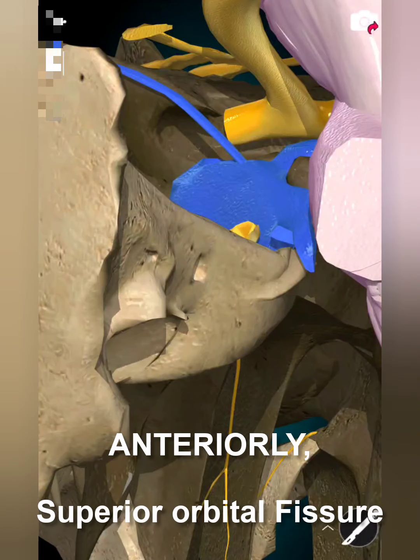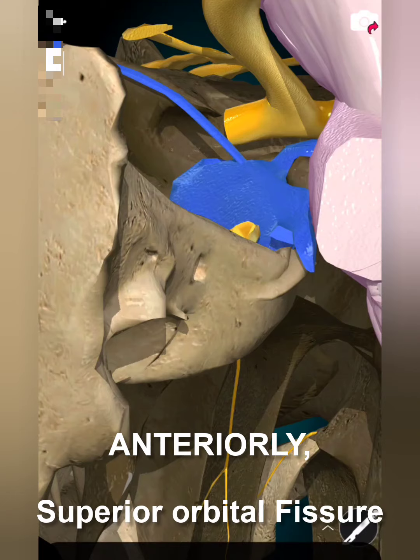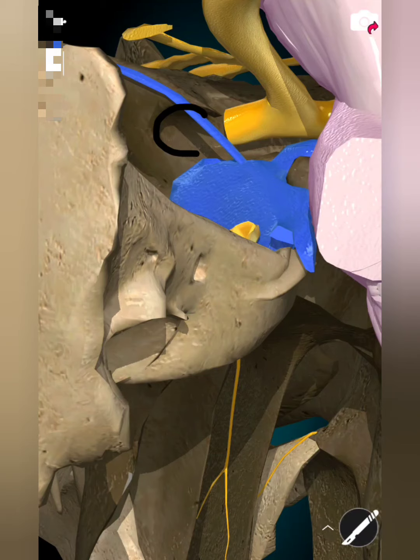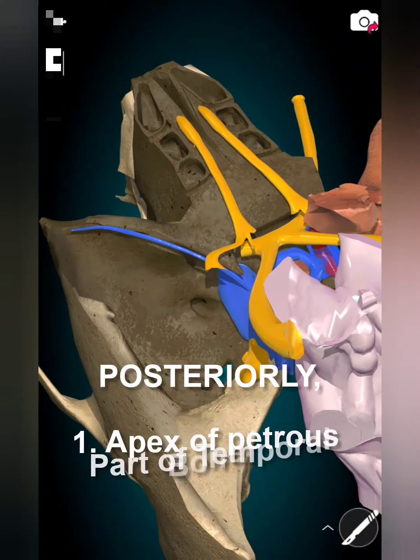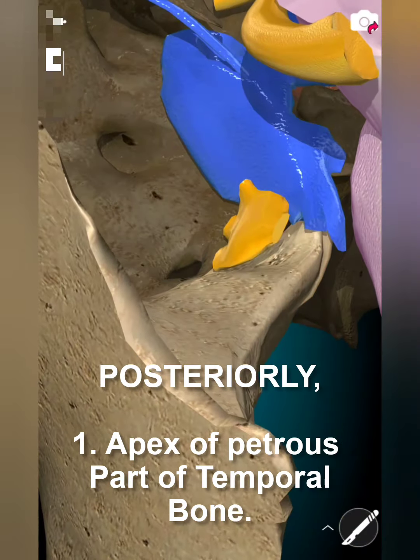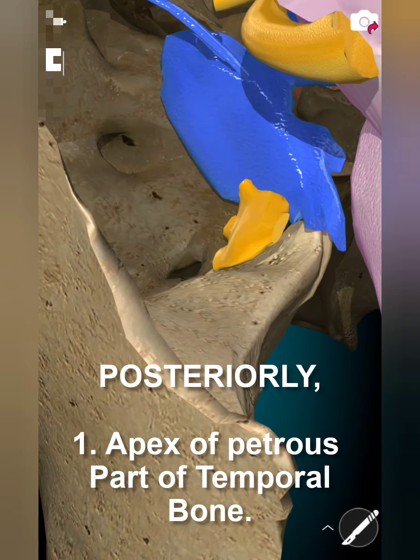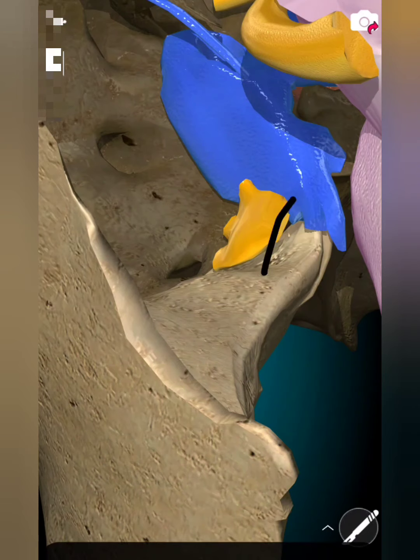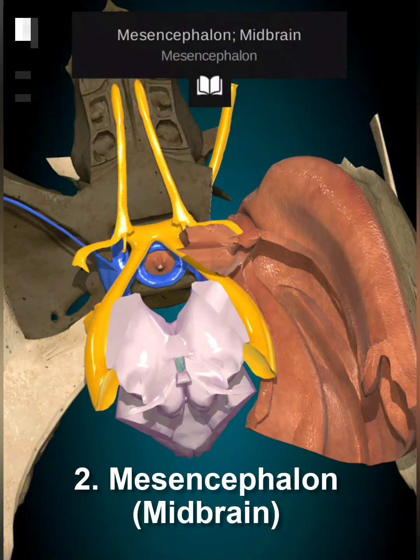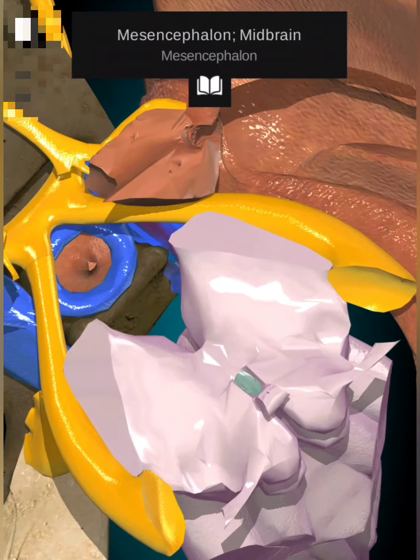Coming towards its boundaries and relations, anterior to the cavernous sinus is the superior orbital fissure, which we can see in this lateral zoomed view. Posteriorly, the apex of the petrous part of the temporal bone is present, which is also seen in lateral view. There is another relation posteriorly, that is the mesencephalon or the midbrain.